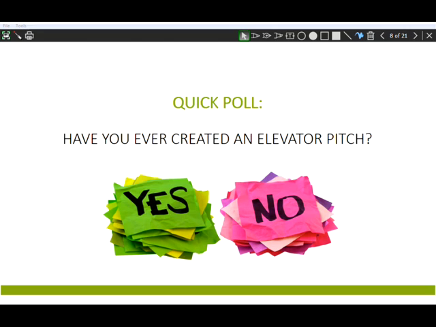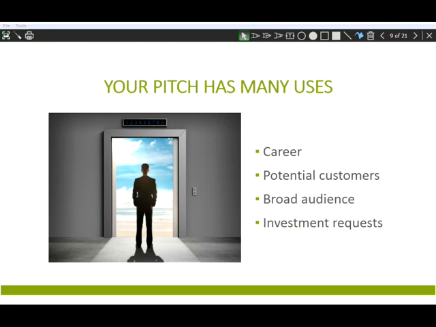Okay, well, great. Which is perfect because my next comment is that pitches have many uses. You can have a pitch for your career, say that you're at a career fair somewhere or a networking event. What we'll talk about will give you a great foundation to create a pitch for a career. And potential customers is a very typical use for a pitch, where you want to talk to people about your business and get them bought in and interested in doing business with you. And then there's also the broad audience.